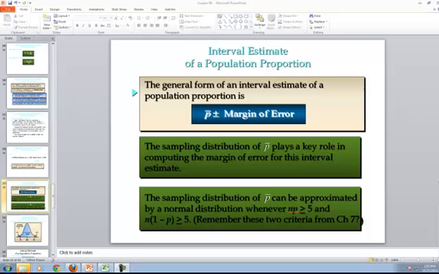Now, again, the important point, as you will recall from chapter 7, is that when two criteria are fulfilled, then we can use the normal distribution. And these are the two criteria: n times p being greater than or equal to 5, and n times 1 minus p being greater than or equal to 5.